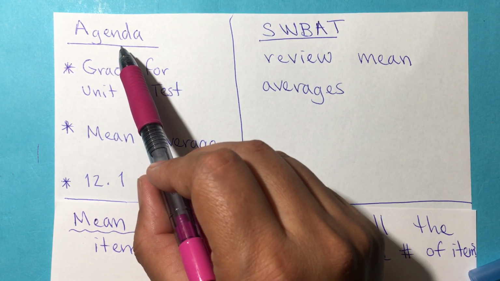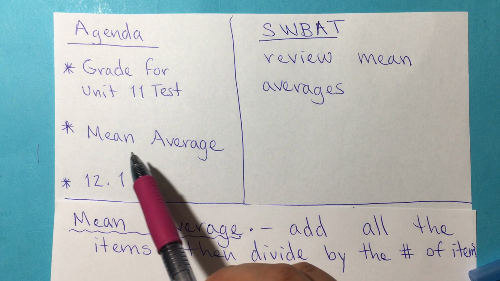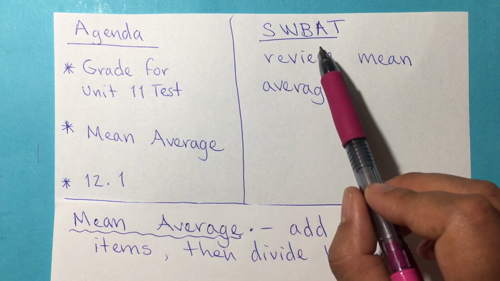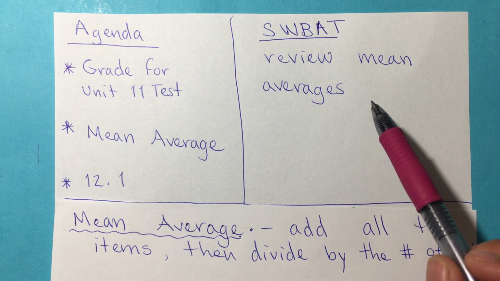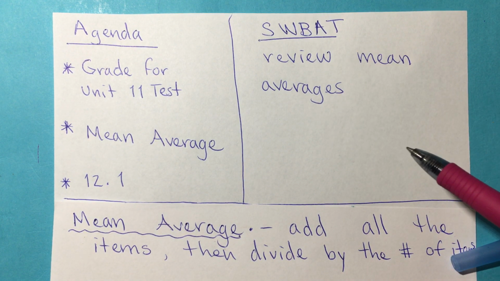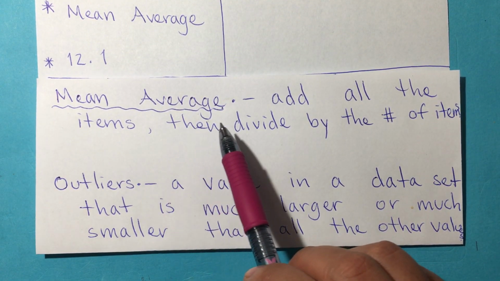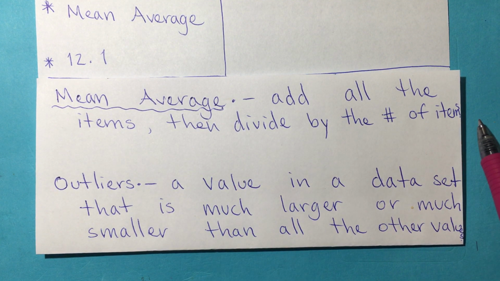Hello students, today's agenda. You will receive your grade for Unit 11 test. We'll learn mean average and you will be able to do 12.1. Today students will be able to review the mean averages, and the reason is because we will be needing this for our next lessons. So the mean average, it's when you add all the items and then divide by the number of items.